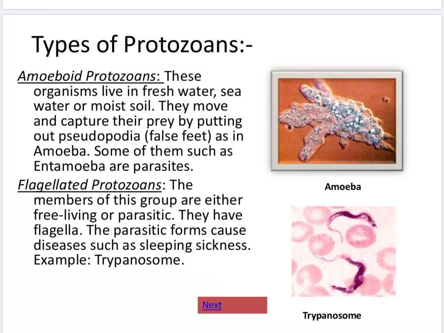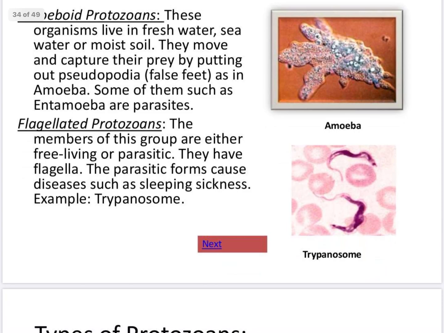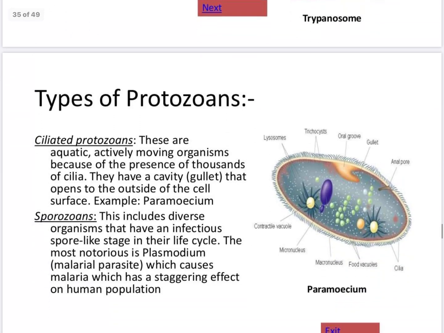Amoeboid protozoans. These organisms live in freshwater, seawater and moist soil. They move and capture their prey by putting out finger-like structures you can see in the photo. They are called pseudopodia. Pseudo means false, podia means foot. They are called false feet because they help in locomotion, but they are not really feet. That's why pseudopodia. Flagellated protozoans. You can see a whip-like structure, the flagella, and with the help of the flagella they move. So they are called flagellated protozoans. A trypanosome, for example, you can see their picture.